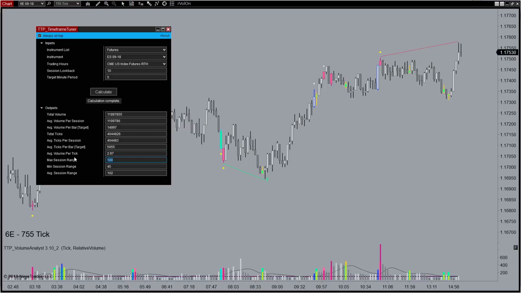Max session range 188, pretty large for the ES, and there's your average range. And this, of course, is your target volume, so right at 15,000 to match up with a 5-minute chart. Doing this the way that I was before, manually, sort of haphazardly, really. Basically, I just didn't want to sit through having to add up all the ticks and do the calculations and then update the charts and do that for so many markets. It just became one of those menial, mind-numbing tasks. This just makes it so much easier.